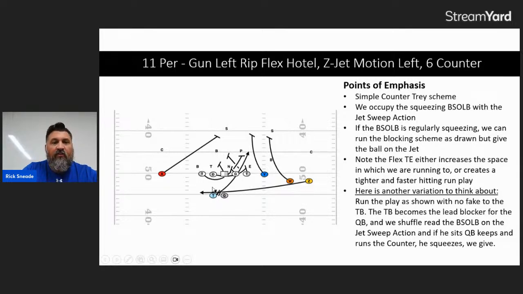The Z comes across his face. The Z, he's holding and riding that ball. If the backside linebacker squeezes, he lets Z go. If the backside backer holds, well, then Q just ducks in and runs behind. It's a really quick hitting play, but again, all from counter. All from counter. Next one.